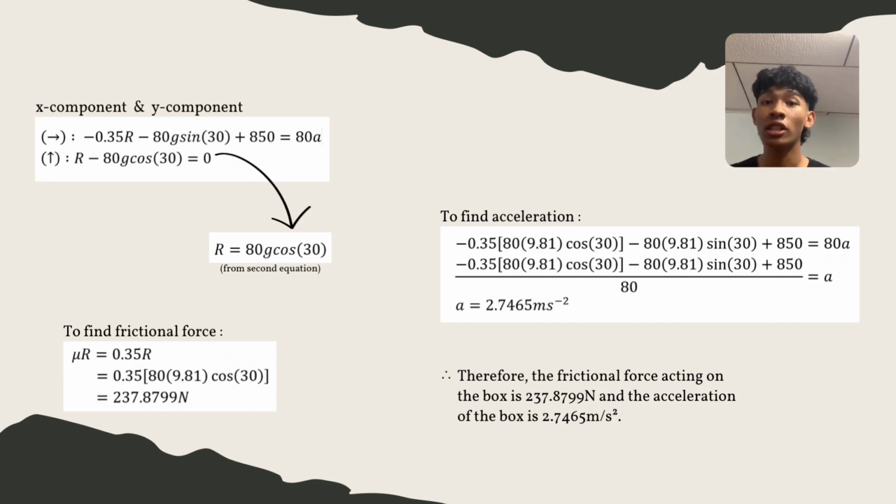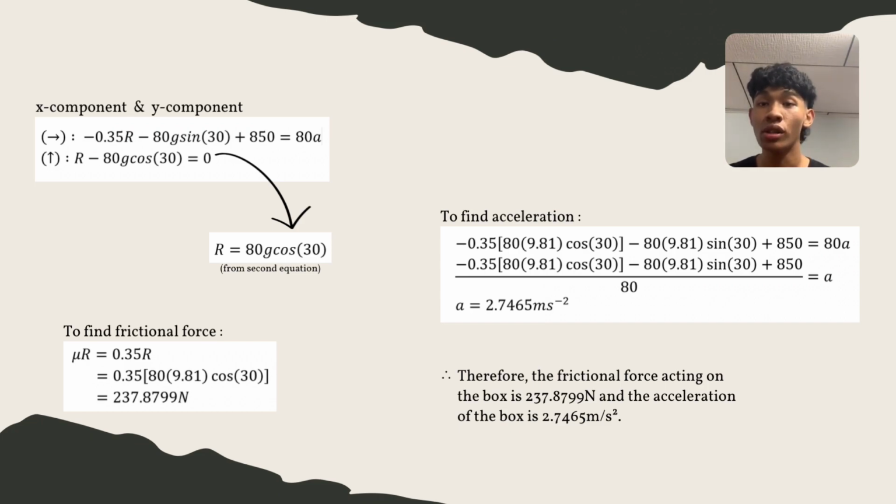After that, we will find the value of acceleration from the first equation, which is from the x component. So we will substitute the value of R, which is 18g cos 30, in the first equation. Then it will be negative 0.35 times 18g cos 30 minus 18g sin 30 plus 850 equal to 18a. Then we will get the value of a by dividing the left side by 18. Then we will get the value of acceleration as 2.7465 meter per second square. But don't forget to substitute g with 9.81.